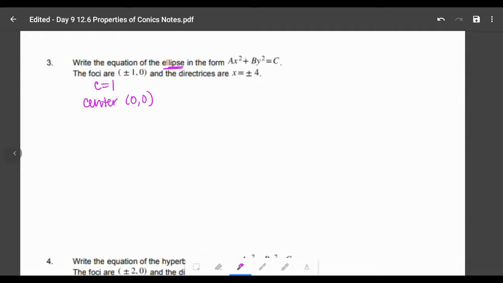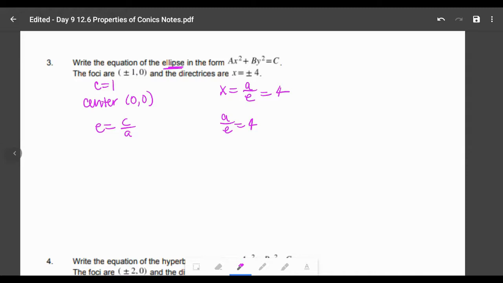So first thing I'm going to try to do is come up with some equations. Well, we know that e is equal to c over a because that's our eccentricity equation. The directrix has an equation x equals a over e, and in this case it equals positive 4 and negative 4. So we're going to look at a over e equals 4.